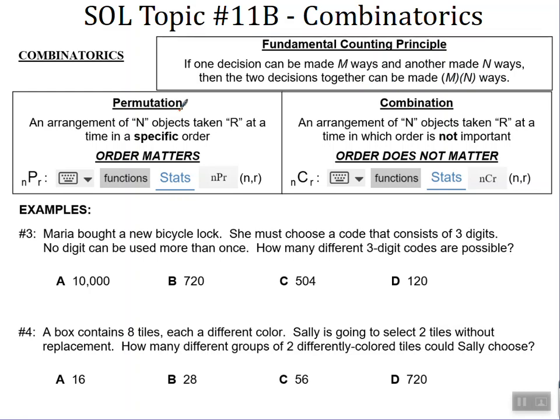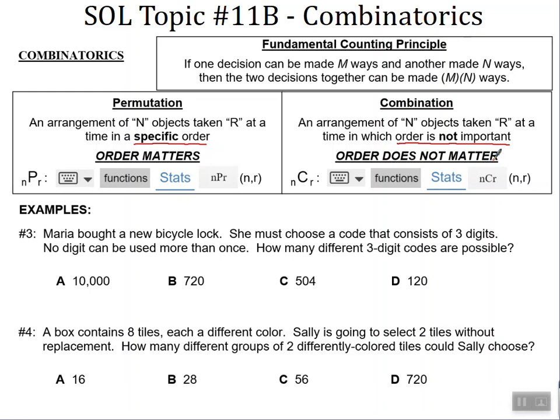Permutations. A permutation is an arrangement of n objects, and we're taking r of them at a time in a specific order. For a permutation, order matters. Versus combinations. This is an arrangement of n objects taken r at a time, but this time the order is not important. For a combination, order does not matter.